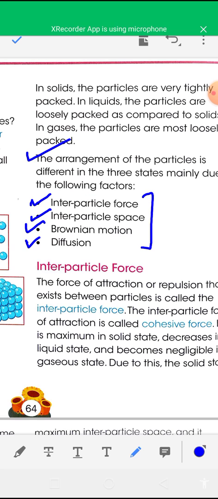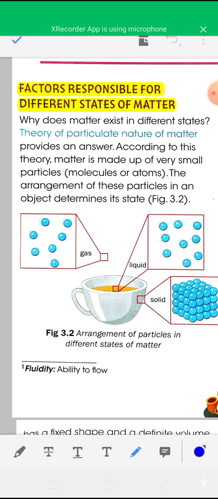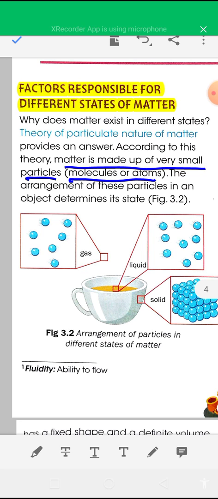Okay, you know, any matter is composed of very small particles, and these particles are known as atoms and molecules. Okay, so according to the theory of particulate nature of matter, matter is made up of very small particles, and these particles are known as atoms and molecules, and the arrangement of these particles in an object determines its state.